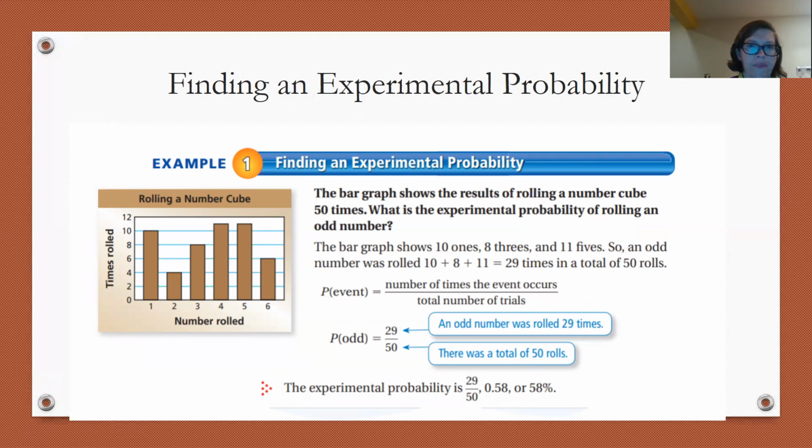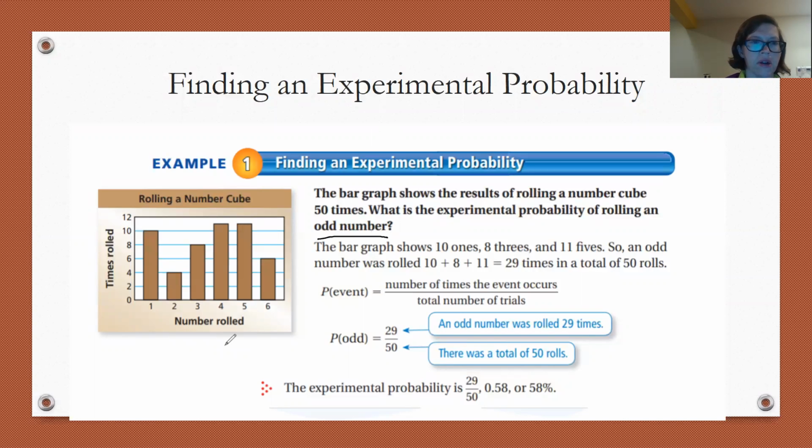All right, so we have the bar graph here that shows the results of rolling a number cube 50 times. So number cube is the same thing as rolling a die. What is the experimental probability of rolling an odd number? All right, so we're finding the probability of rolling an odd number.